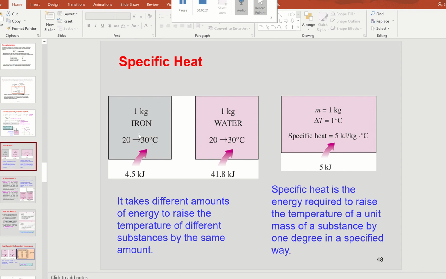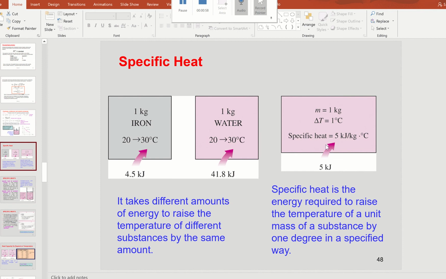For example, I have 1 kilogram of iron versus 1 kilogram of water, and I'm going to raise up the same degree, 10 degrees Celsius. Iron only requires 4.5 kilojoules, however water requires 41.8 kilojoules. So you can see it takes a different amount of energy to raise the temperature of different substances by the same amount. Then, so what is specific heat again? It's the energy required to raise the temperature of a unit mass, which is 1 kilogram, by 1 degree.